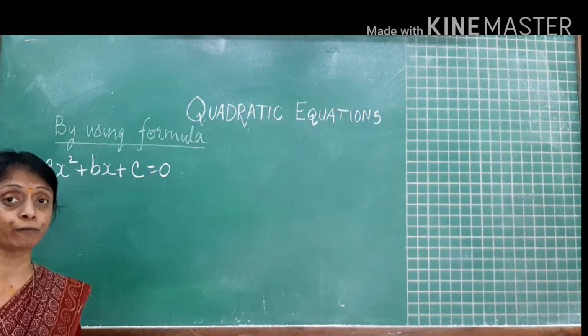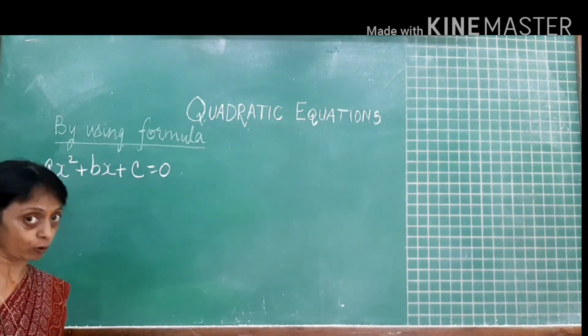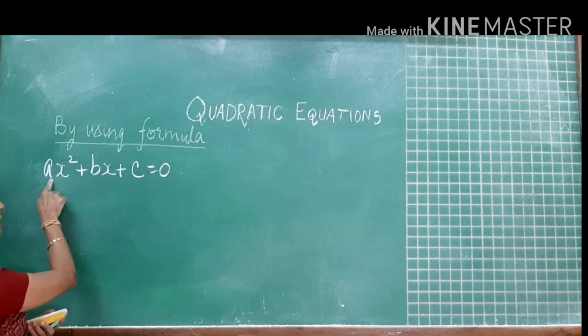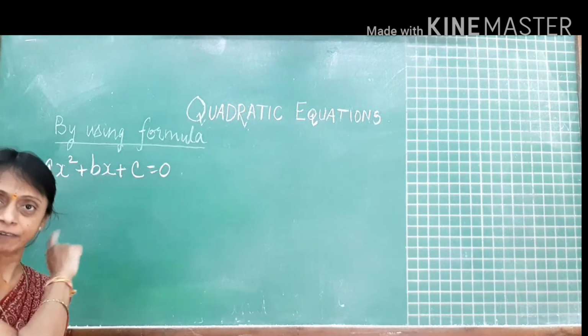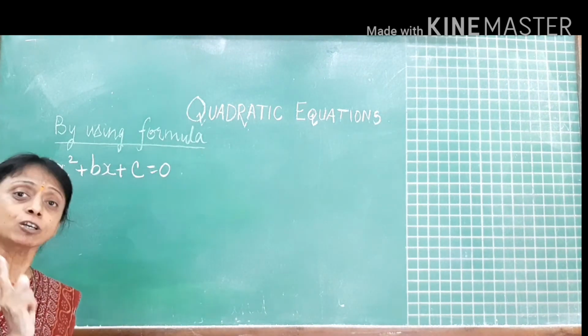What did we do first, children? We looked into the coefficient of the square term. The coefficient of the square term should be 1. What is over here? It is a. So how do we get rid of a? Divide the whole equation by that particular coefficient.